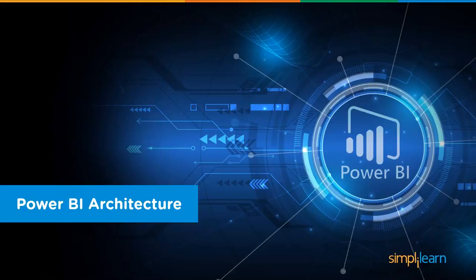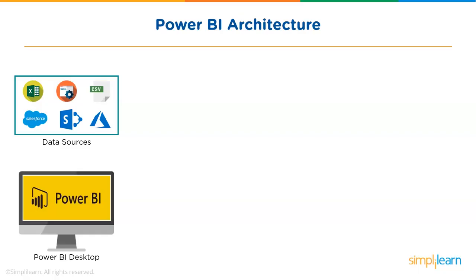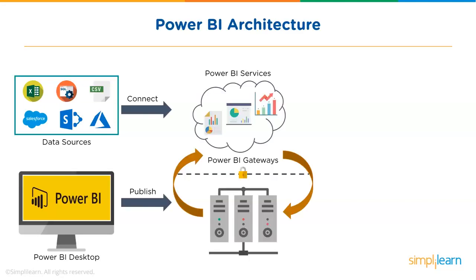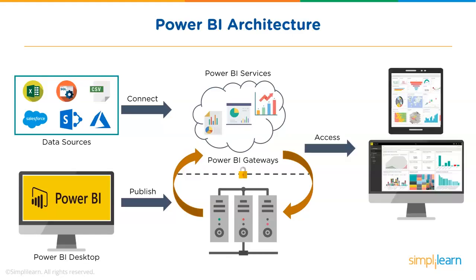Now, let's understand the Power BI architecture. Power BI architecture is a service built on top of Azure. There are multiple data sources that Power BI can connect to. Power BI Desktop allows you to create reports and data visualizations on the dataset. Power BI Gateway is connected to on-premise data sources to get continuous data for reporting and analytics. Power BI services are basically the cloud services that are used to publish Power BI reports and data visualizations. Using Power BI mobile apps, you can stay connected to your data from anywhere. Power BI apps are available for Windows, iOS, and Android platforms.